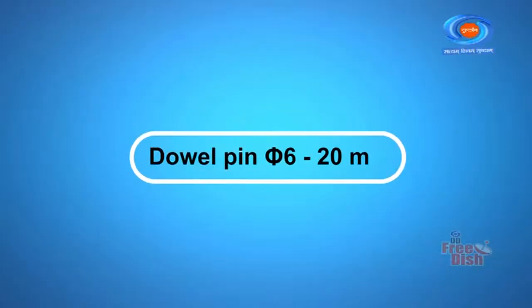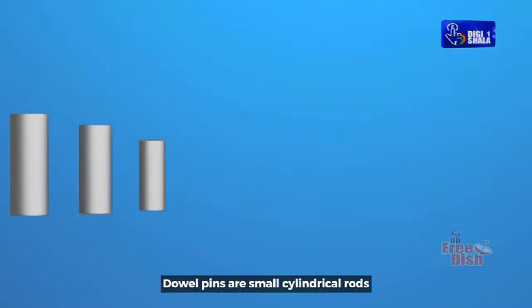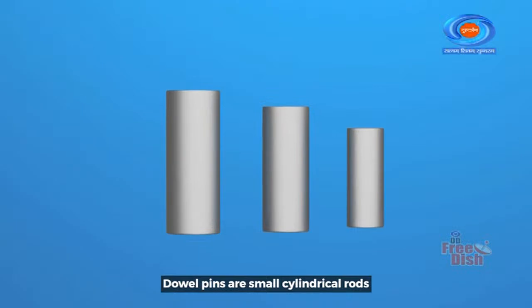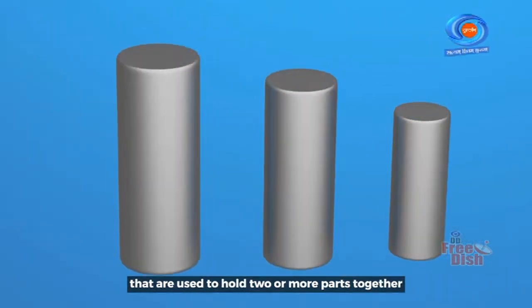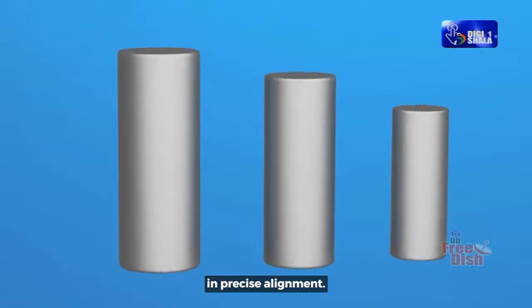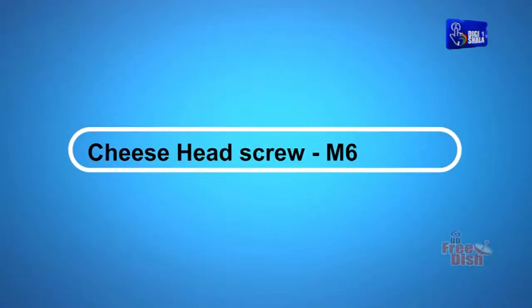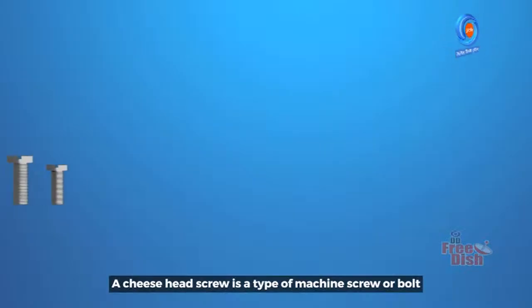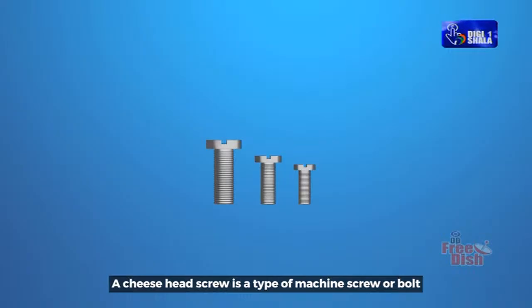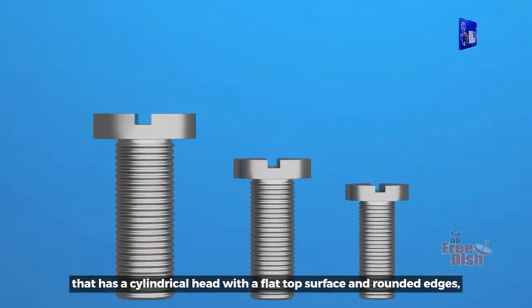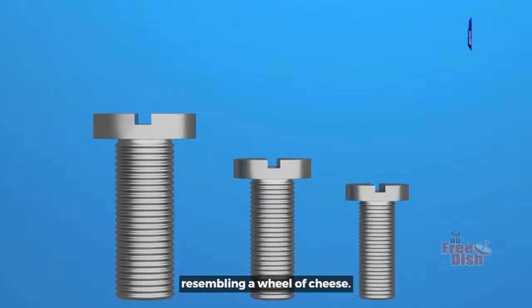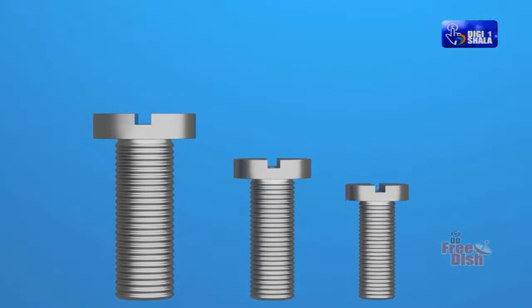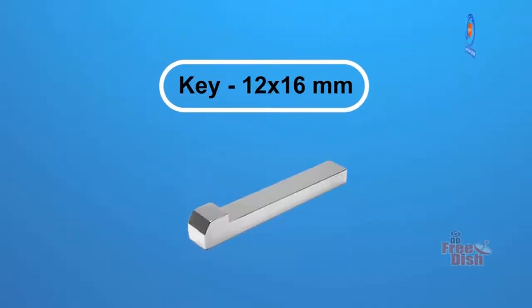Dowel pin, diameter 6 to 20 mm. Dowel pins are small cylindrical rods that are used to hold two or more parts together in precise alignment. Cheese head screw, M6, 20 mm. A cheese head screw is a type of machine screw or bolt that has a cylindrical head with a flat top surface and rounded edges resembling a wheel of cheese. Key, 12 into 16 mm.